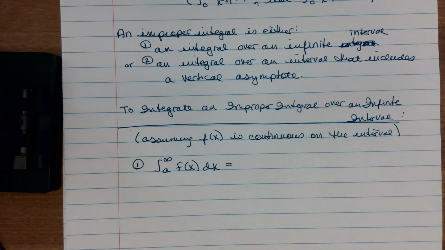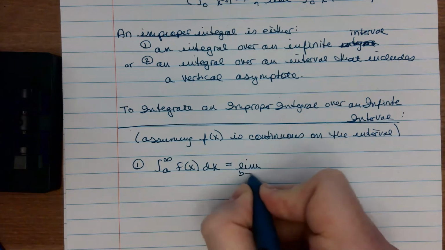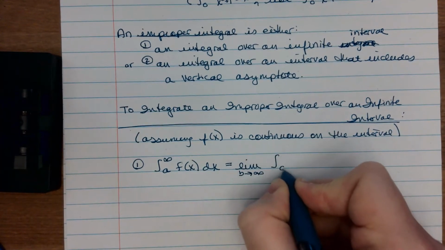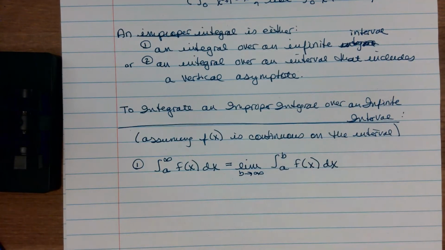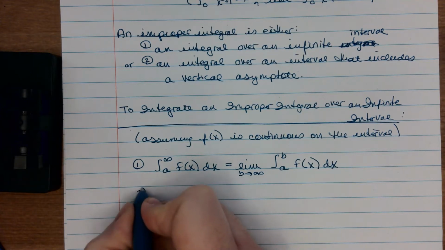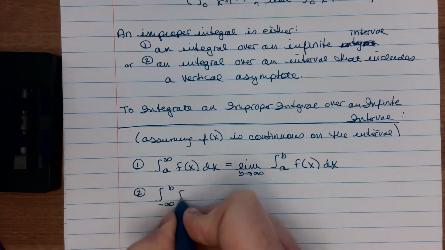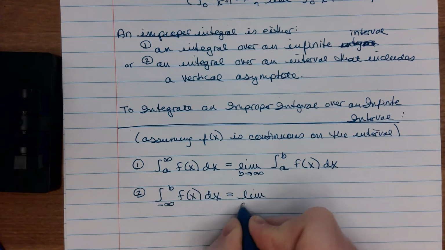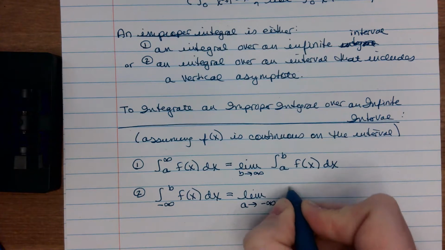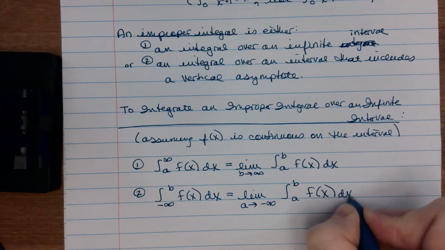The trick is the same trick that I always do when I deal with infinity things. I need to turn this problem into a limit problem. I can make this the limit as b approaches infinity of the integral from a to b of f of x dx. If I want to do the integral from negative infinity to some constant, similarly, I can turn this into the limit as a approaches negative infinity of the integral from a to b of f of x dx.